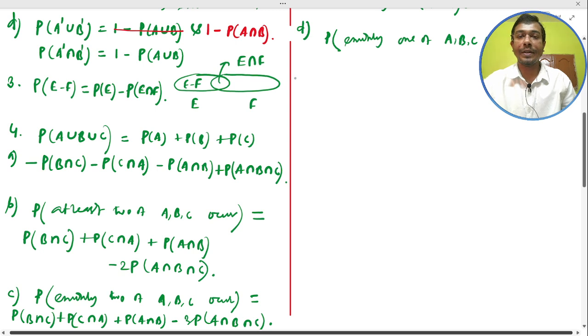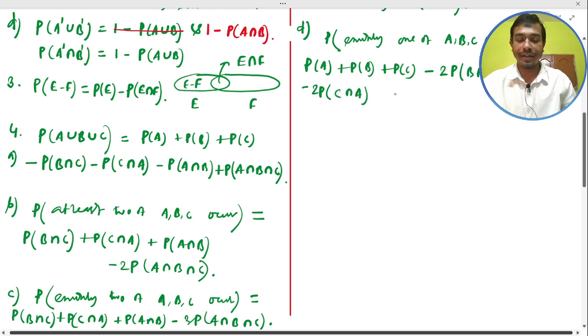P of exactly one of A, B, C occur. That means P of A plus P of B plus P of C minus twice P of B intersection C minus twice P of C intersection A minus twice P of A intersection B plus thrice P of A intersection B intersection C.